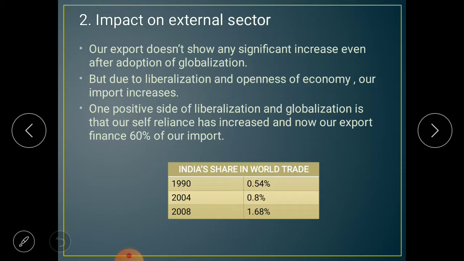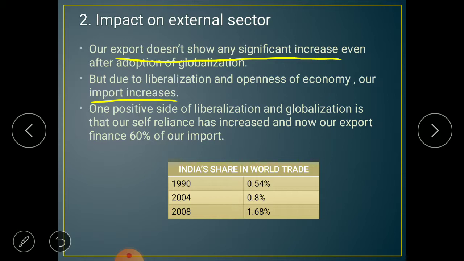But due to liberalization and openness of economy, our import increases. See, what happened in external sector, that our export doesn't increase and import increases. So all in all, we can say that it is a negative impact. A country will be benefited if export increases, and if import increases, then only the loanable fund will increase, a loan of India will increase, we can say like this.